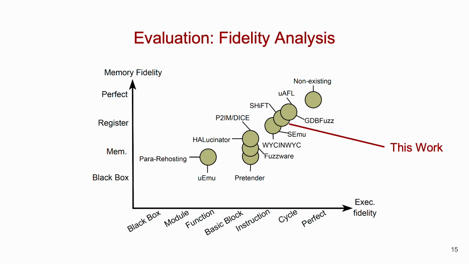To evaluate the impact of semi-hosting on fidelity, SHiFT uses a two-dimension qualitative analysis. Memory fidelity ranges from complete black box down to register level fidelity. Execution fidelity ranges from black box to functions to basic blocks to instructions to cycle accurate fidelity. Based on this analysis, SHiFT along with some other semi-hosting frameworks such as MuAFL and GDB Fuzz, surpass all emulation-based solutions as shown in the figure.